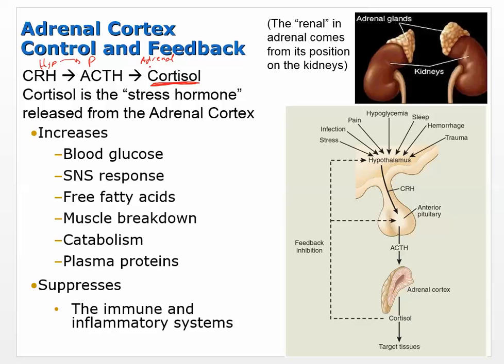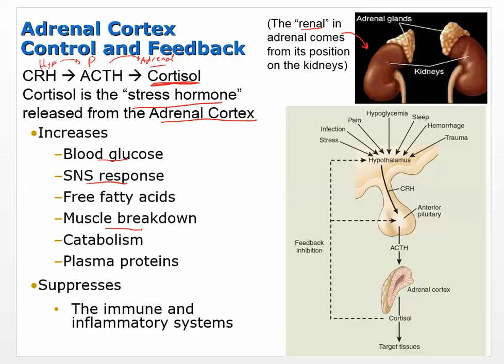Sometimes you'll hear about that as being the HPA axis. So hypothalamus, pituitary, adrenal. Cortisol, like I said, is the stress hormone. It's released from the adrenal cortex. And I point out again, the renal in adrenal comes from the fact that it sits on the kidneys. It increases blood glucose. It can increase the sympathetic nervous system response, so your fight or flight response. It mobilizes free fatty acids in case you need those for energy.